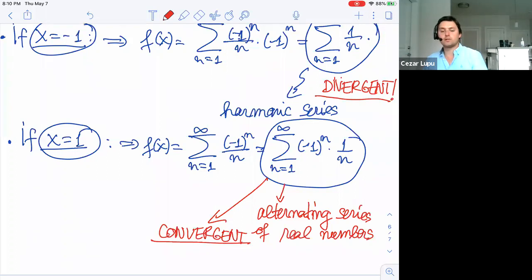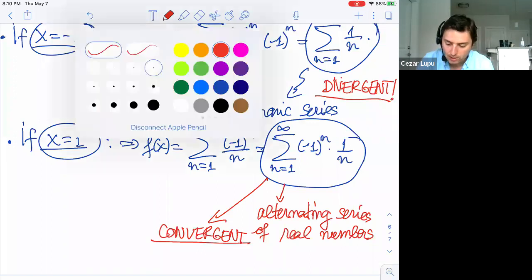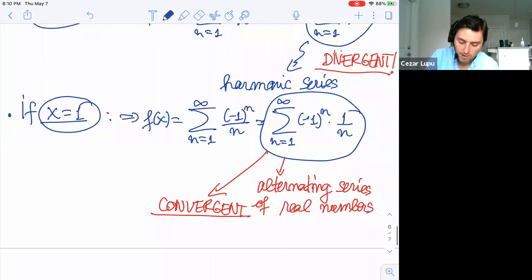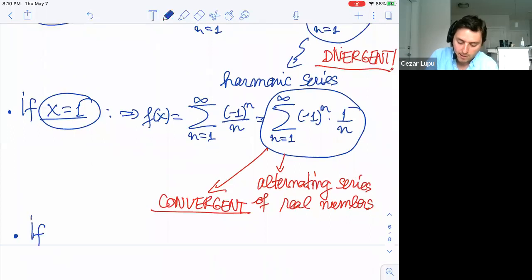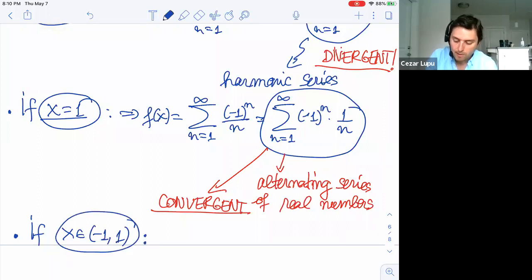Now the question is, what else do we have left? The last case is what happens between these two numbers. So if x is between -1 and 1, so if x is in this open interval, what can we do here? So let's look.